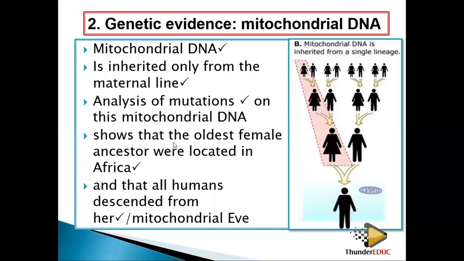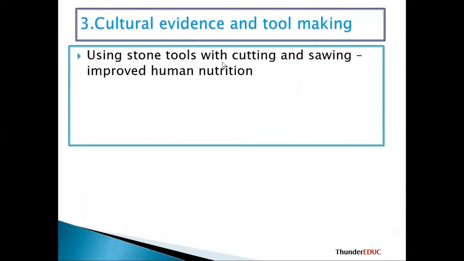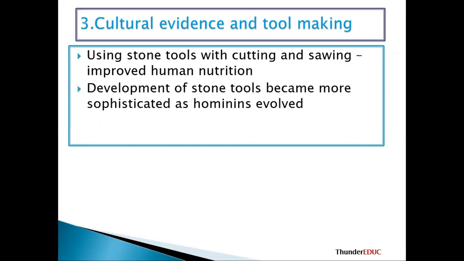All right, let's continue. Then you are saying cultural evidence, tool making. Using stone tools for cutting and sawing improved human nutrition. Like if you can cut the meat, it improves nutrition, so that you can kill the animal and obtain nutrients from it. The development of stone tools became more sophisticated as hominins evolved. As these hominins were evolving, the tools became more advanced. It's like a phone. In 2000, the phone was just like that, but as you go towards 2020, it becomes more sophisticated. That's what happened during those ages.